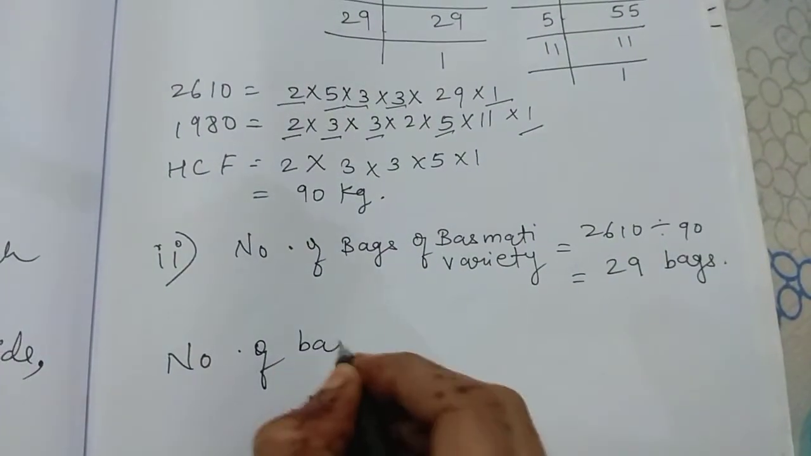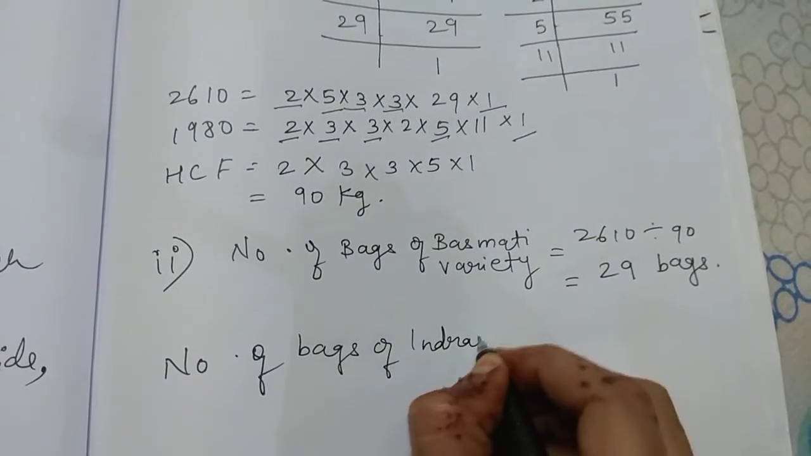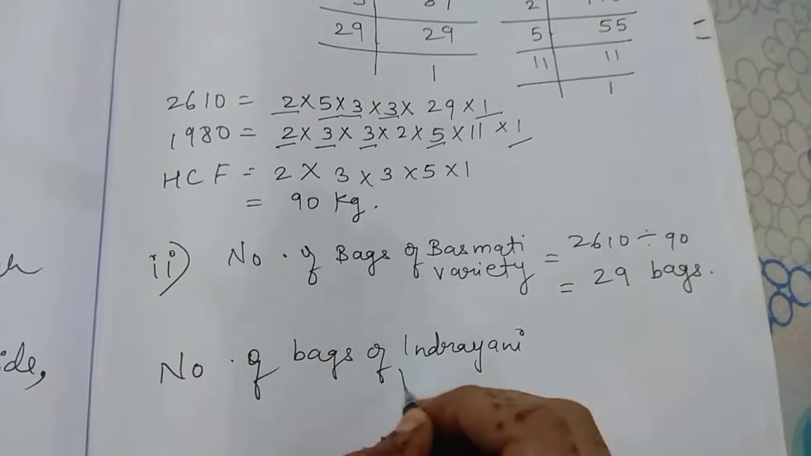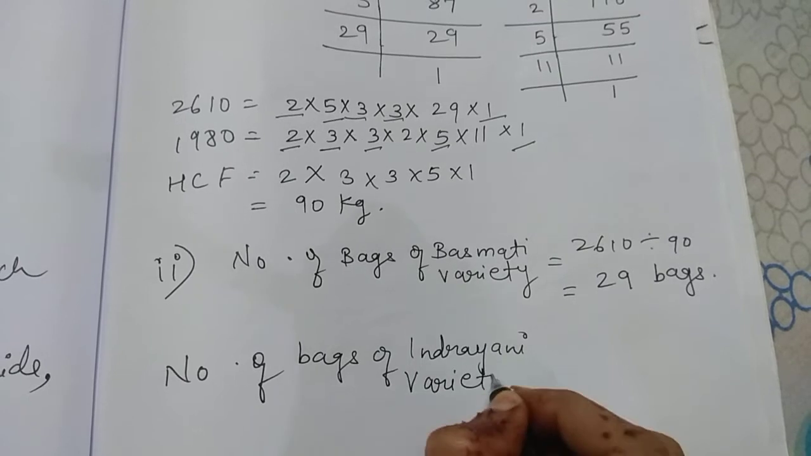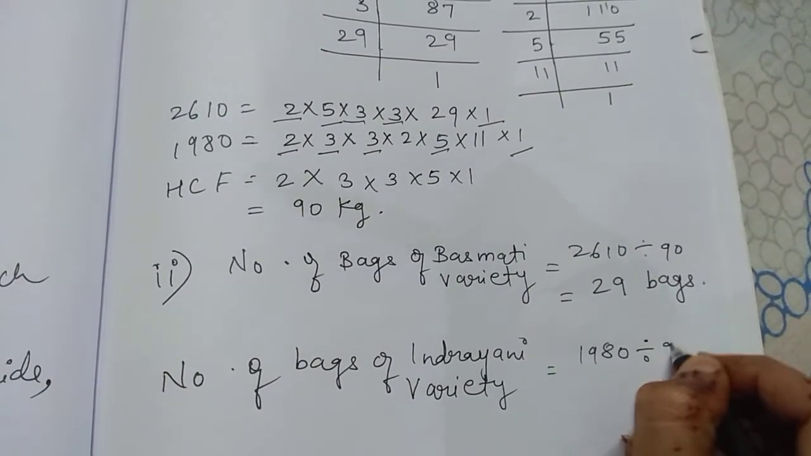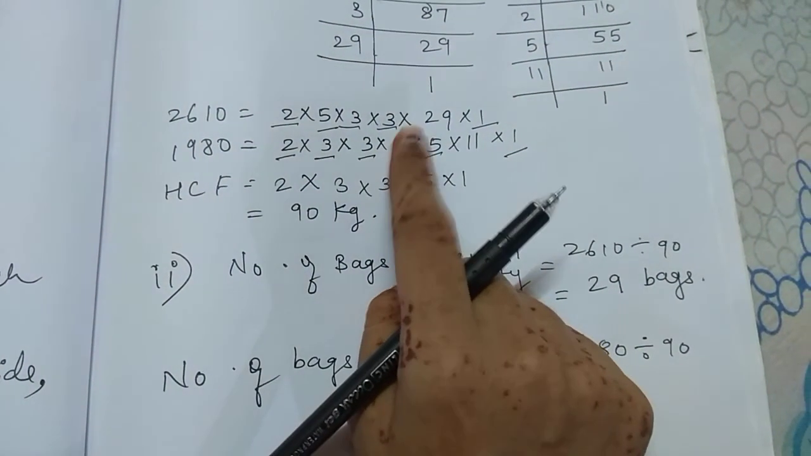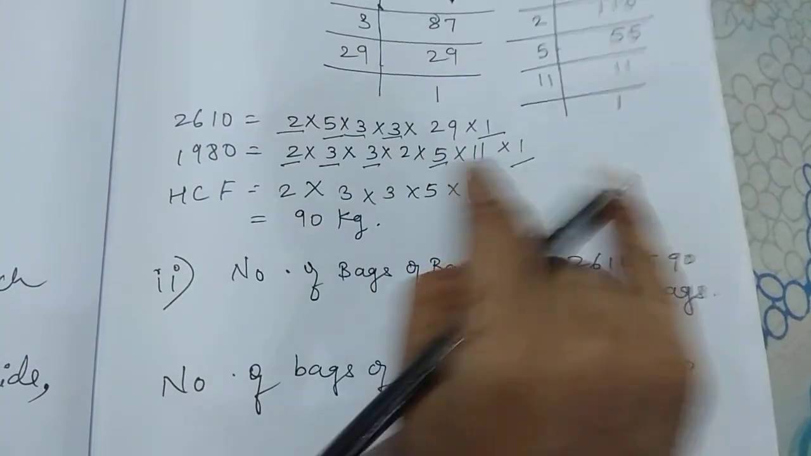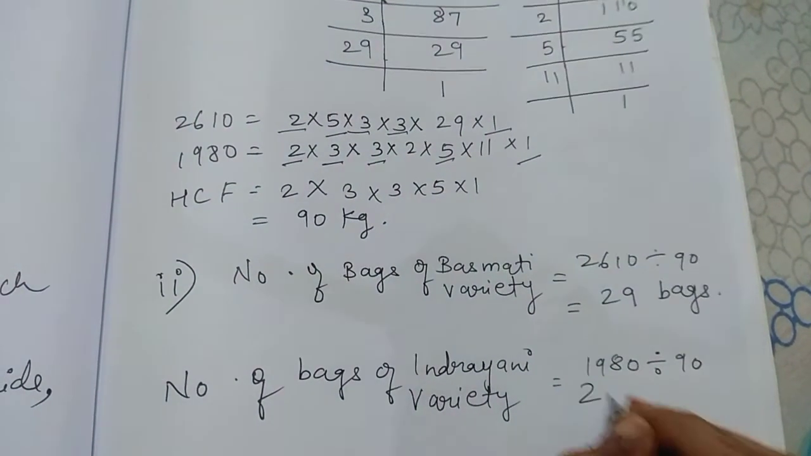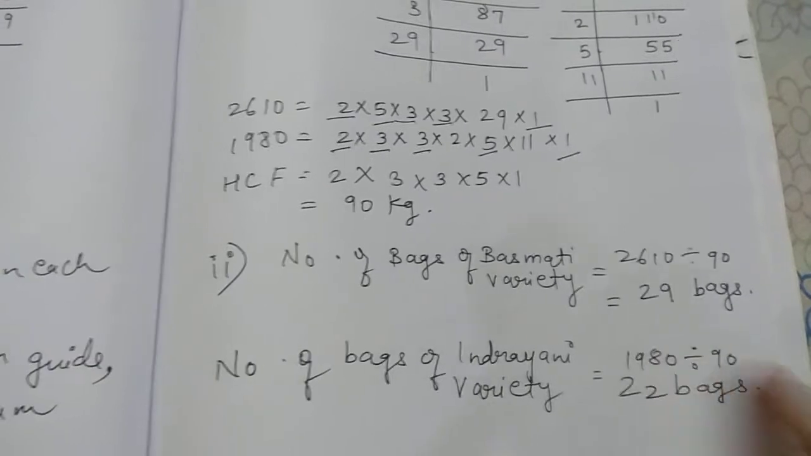The number of bags of Indrayani variety. Again 1980 divided by 90. So when we divide by 90, which number is remaining for Indrayani? 2 and 11. So 2 into 11 is 22 bags. You can divide and you can check.